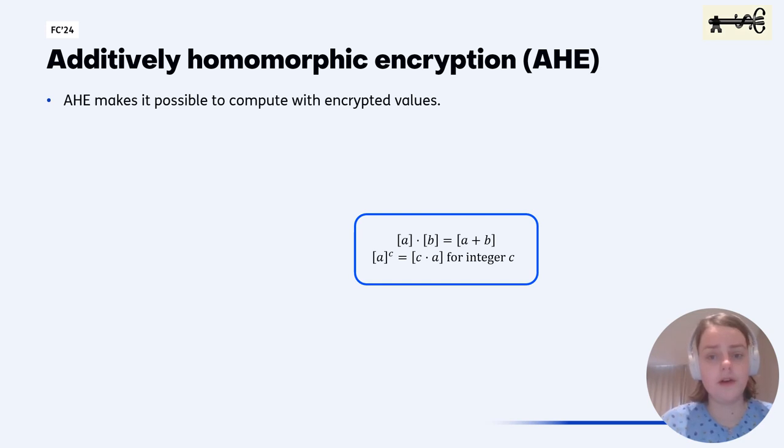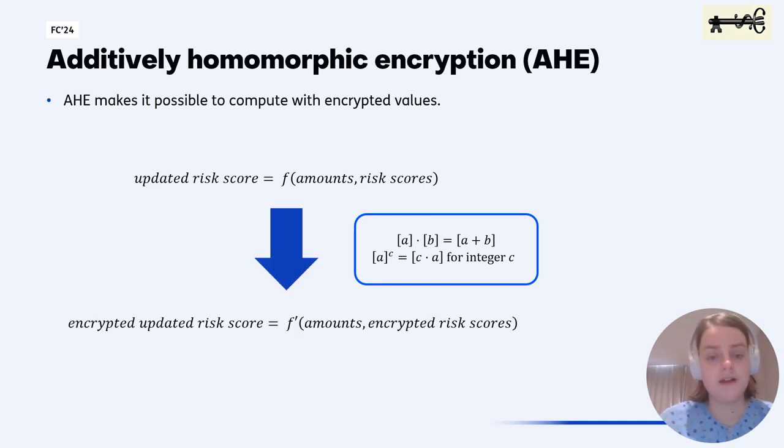So, a short note on additively homomorphic encryption that you probably already know. Additive homomorphic encryption makes it possible to compute with encrypted values. And what happens, as you can see in the blue block here, is that multiplications become sums and powers become multiplications with integers. So we can easily translate the linear function that we had, the updated risk scores being calculated by function f, into a formula where you put in the amount and encrypted risk scores, and you get out encrypted updated risk scores.